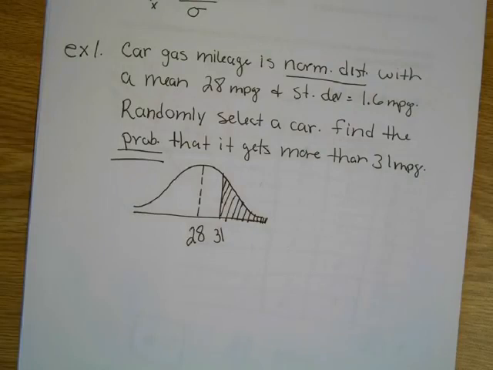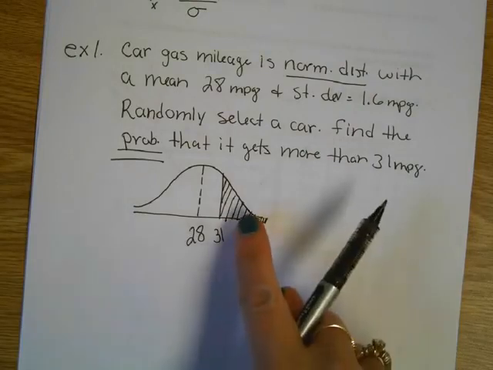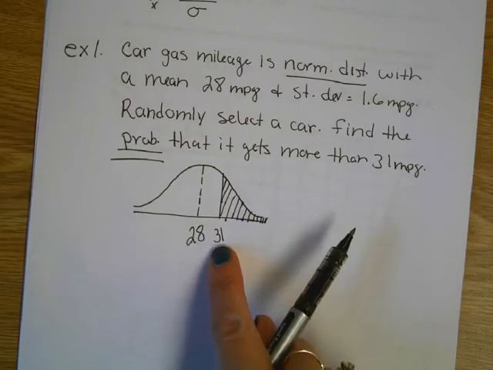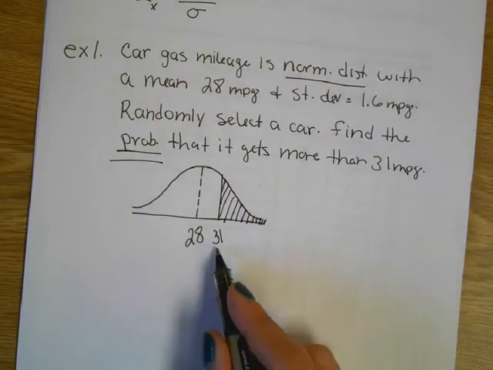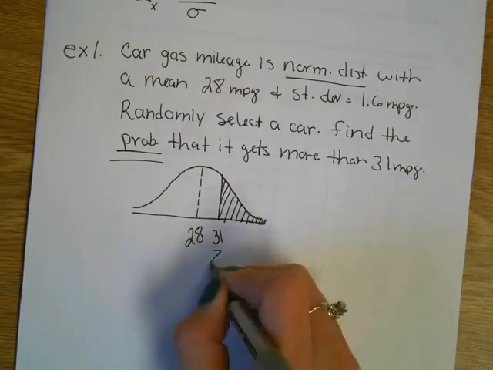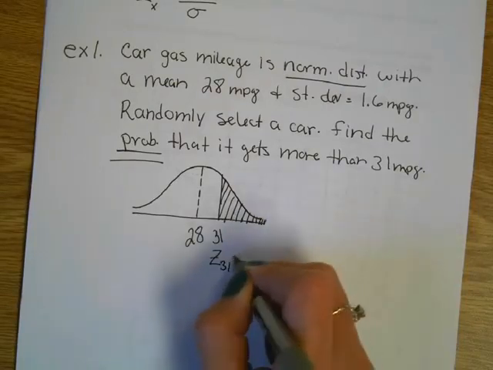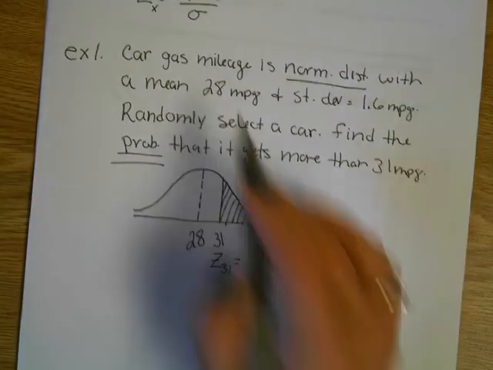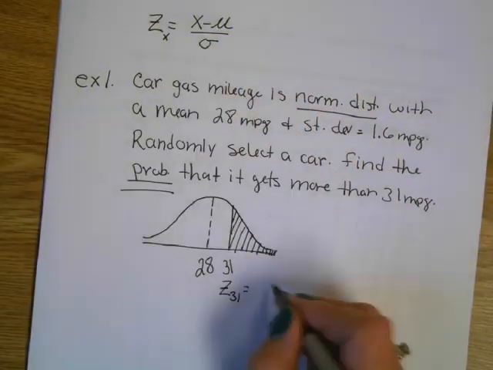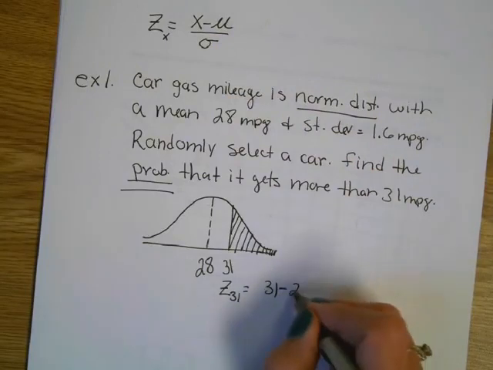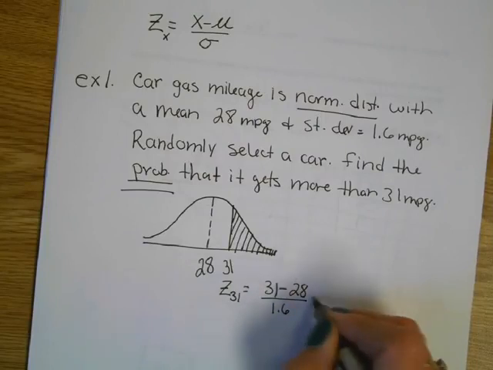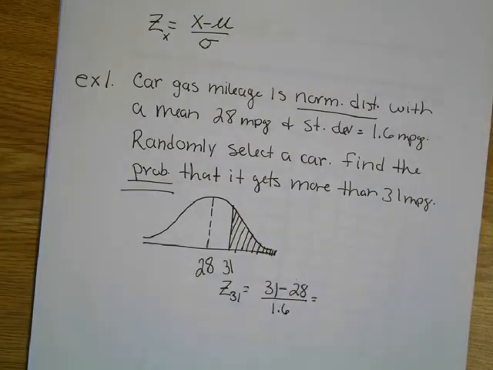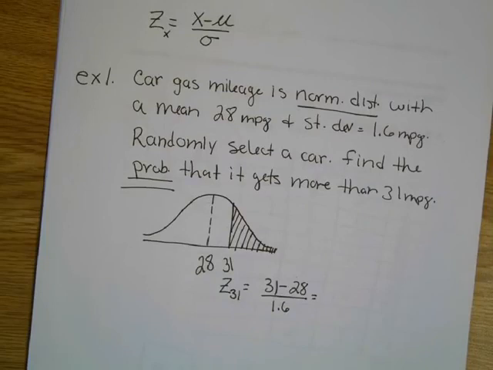So, what we need to do to find this area is convert this to a z-score. Because once I know the z-score, I can look it up and get the area behind it, and then we can convert it over to the area to the right of it. So, what is the z-score for 31? How many standard deviations above the mean is that value? Well, there's a plug and chug formula right here. 31 minus the 28 divided by that 1.6. And you want this out 2 places, because we're going to look up the 2-place z-score. So round to the hundredths place.